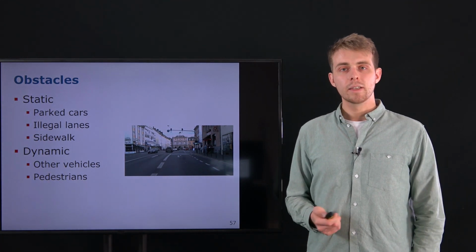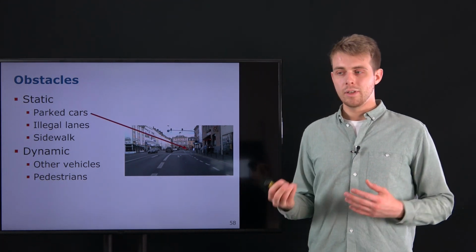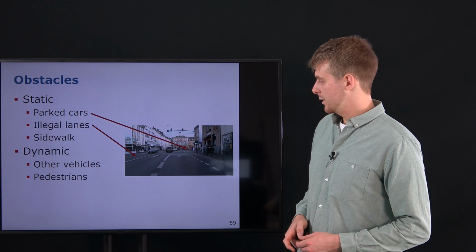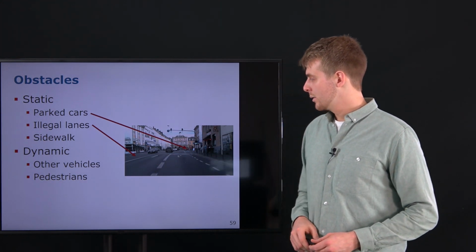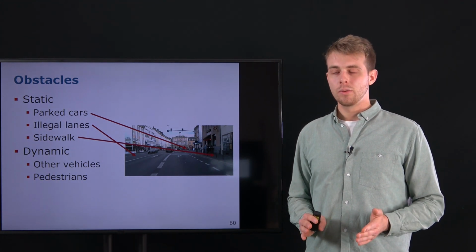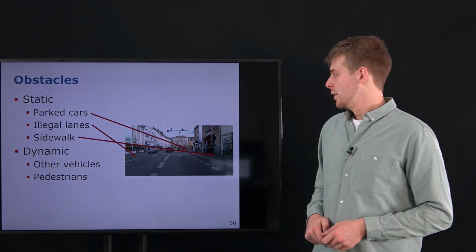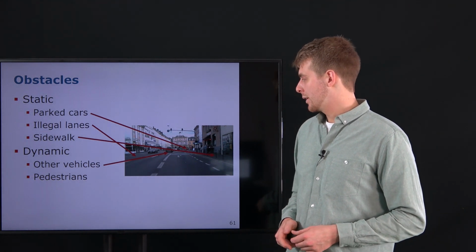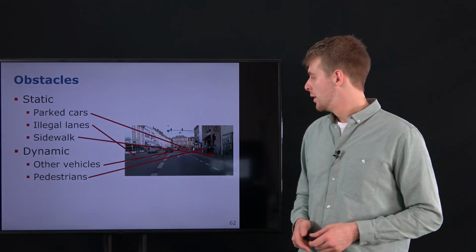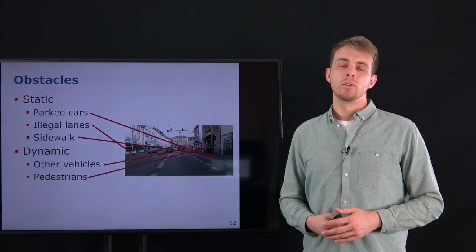So in general, there are static and dynamic obstacles. We have parked cars we should take into account, because they might just park on the road, so we need to go around. There are illegal lanes, so we are not allowed to cross this lane where the other cars are driving. We have sidewalks, so we need to take into account that we do not cross the sidewalks, because that's also not allowed and we might hit a pedestrian. Then we also have dynamic obstacles, like other vehicles that also drive around us, or pedestrians, which, as I said, can just step on the road, and then we should do an emergency brake in order to not collide with them.